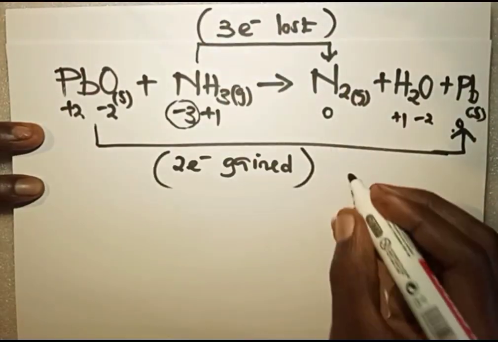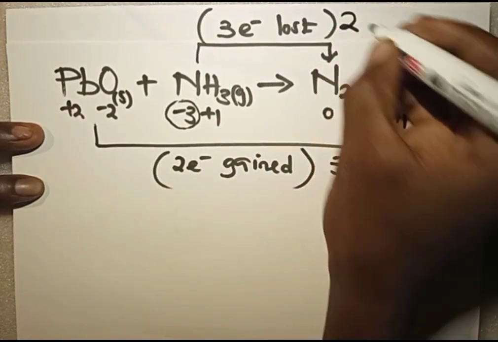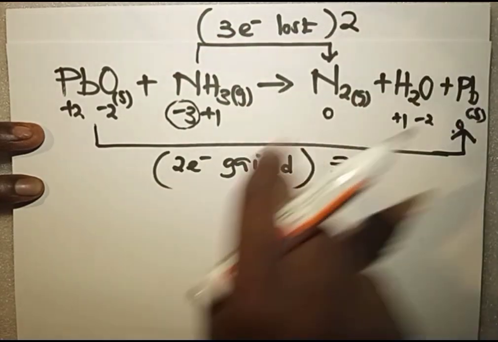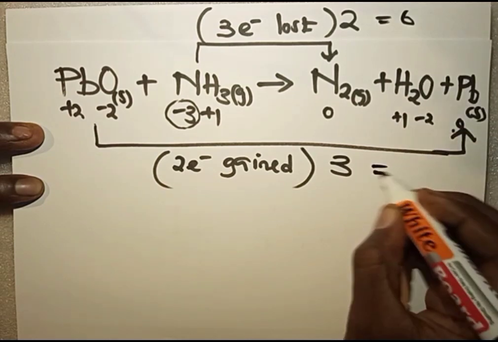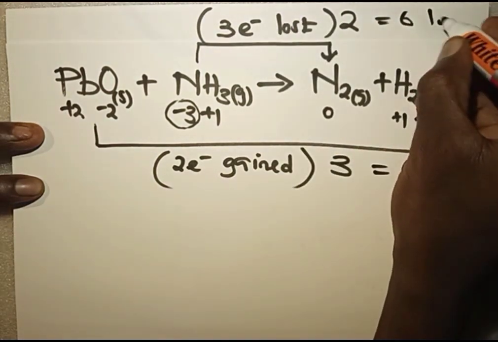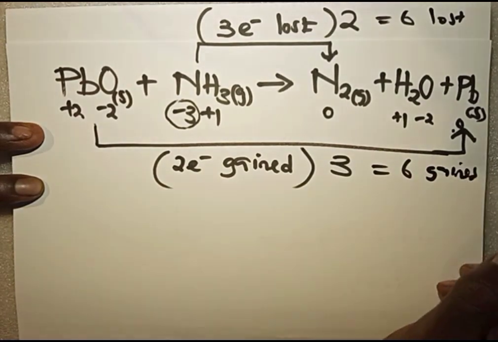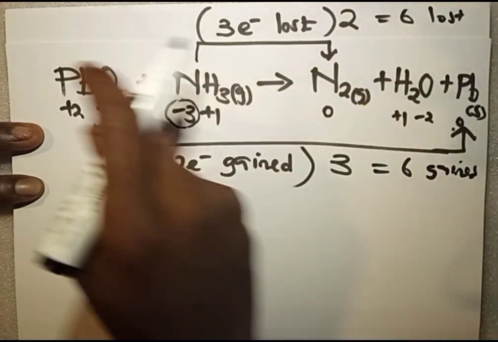Here we have a 3, we'll bring this 3 here. Here we have a 2, we'll bring this 2 here. Is it balancing? Yes, because 3 times 2 it will be 6, 2 times 3 it will be 6. So the lost will be 6 and the gained will be 6. Is it making sense? Now let us use these same numbers to balance inside the equation.